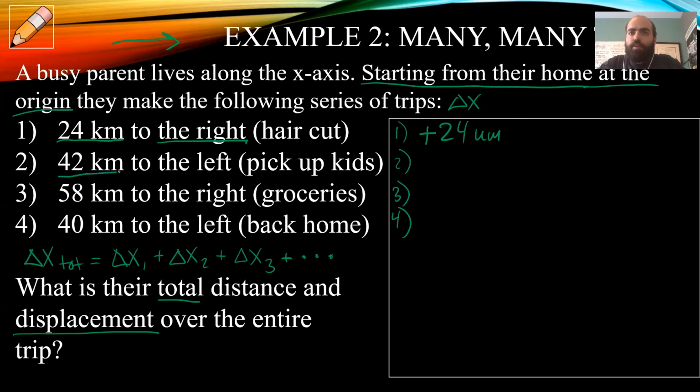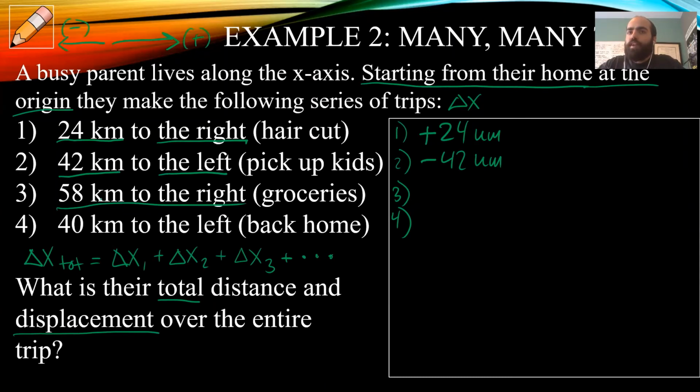And then I'm moving 42 kilometers to the left. Just like the opposite, if to the right is positive, that means to the left is negative. So if I'm moving 42 kilometers to the left, then it's a negative 42 kilometers for that second displacement. How far I moved and in what direction. Hopefully from there we could figure out what the third displacement is going to be.